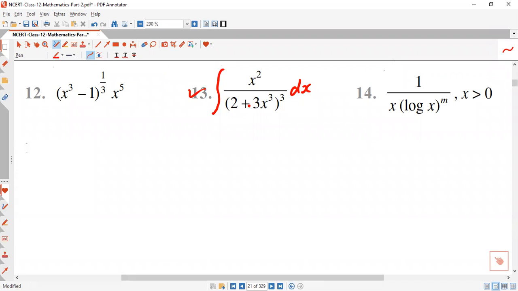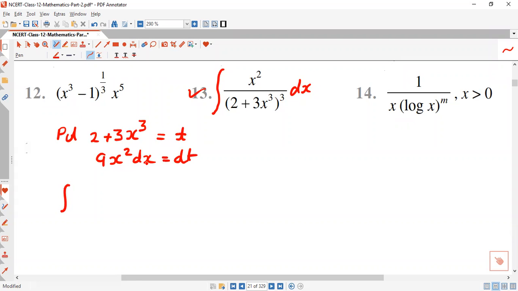In this integration, you see this 2 plus 3x cube, we take t. Put 2 plus 3x cube equal to t. So this comes out 9x square dx equal to dt. Now simplify, what does the integration become? It becomes x square dx. You see this x square and this dx. x square dx will be equal to what? dt upon 9.